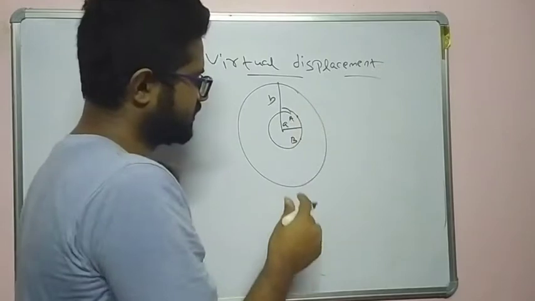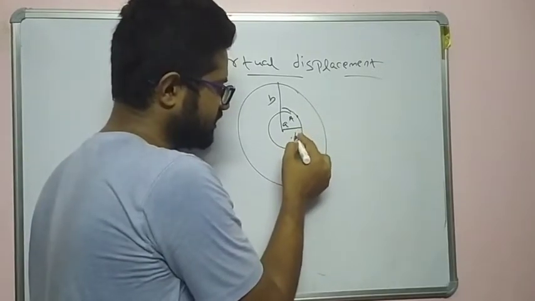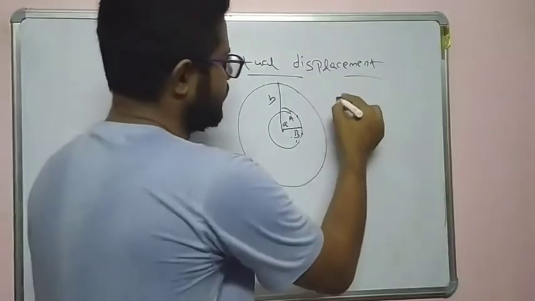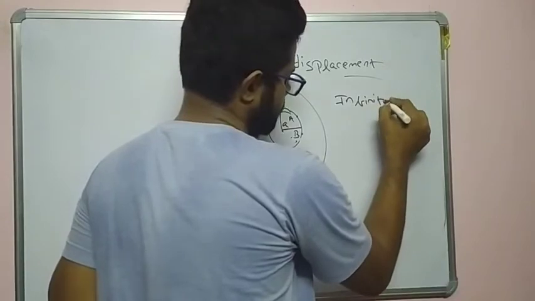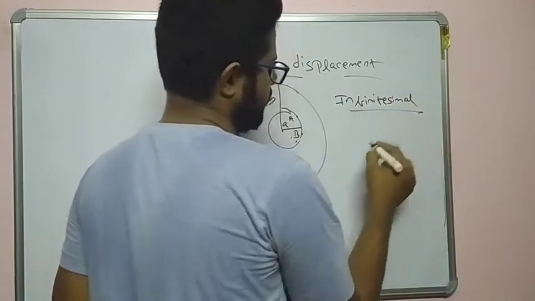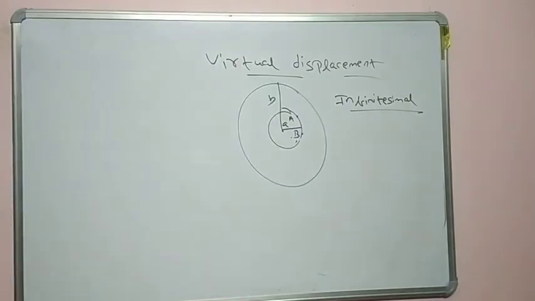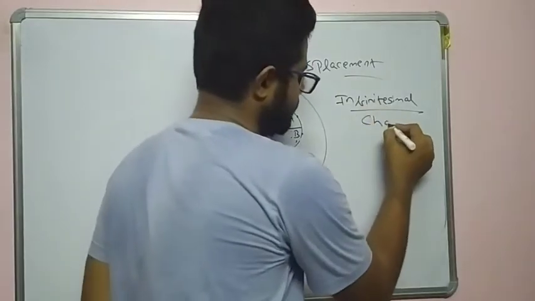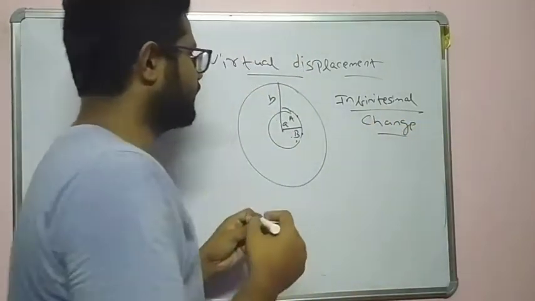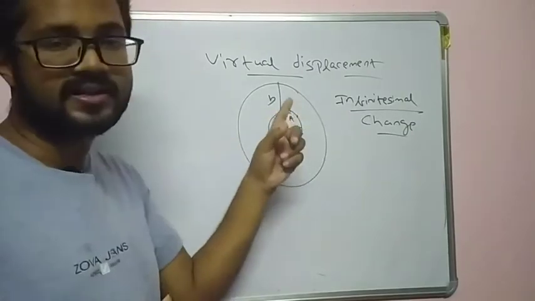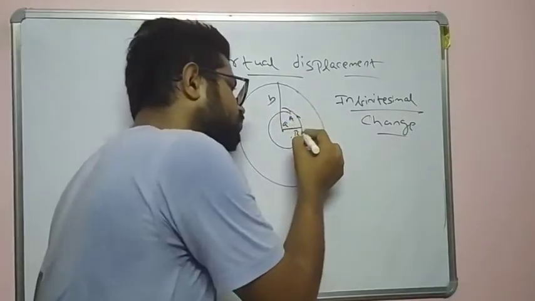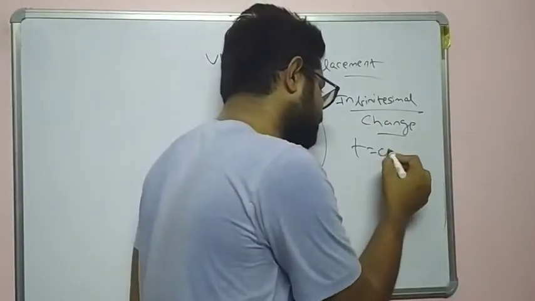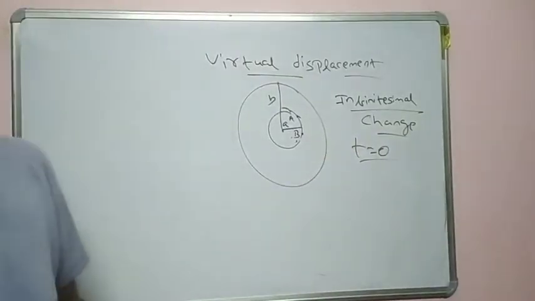If the particle is undergoing an infinitesimal change, what is infinitesimal? Infinitesimal is very, very small. Check the spelling: infinitesimal change. So if a particle is undergoing an infinitesimal change from this point to this point, and there is no elapse of time, that means the time difference is equal to 0, then that displacement is known as virtual displacement.